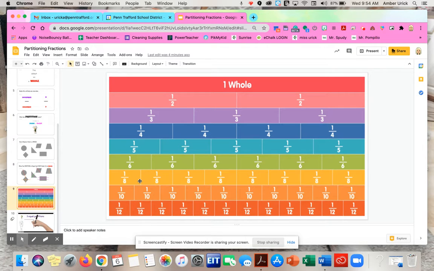So I want you to be looking at this. The bigger the number, the smaller the piece. The smaller the number, the bigger the piece. It's opposite of the rest of the math that we typically do, okay? I have one last thing I want to show you. It's a short little video.